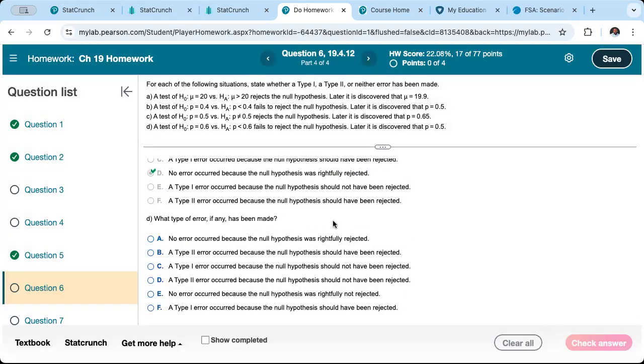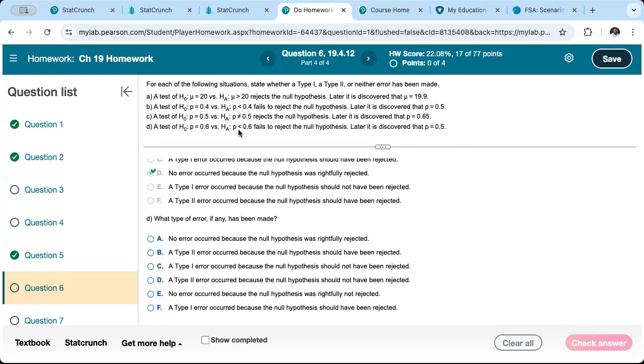And then let's get to D. So for D, we have the proportion to be 0.6. And then the alternative is less than 0.6. Okay? What happened? They failed to reject the null hypothesis. Is that okay? And then they realized that the proportion is 0.5. Did they make a mistake or no? They made a mistake. Is that okay? They should have rejected because this 0.5 is what? Less than 0.6. So they made a mistake.